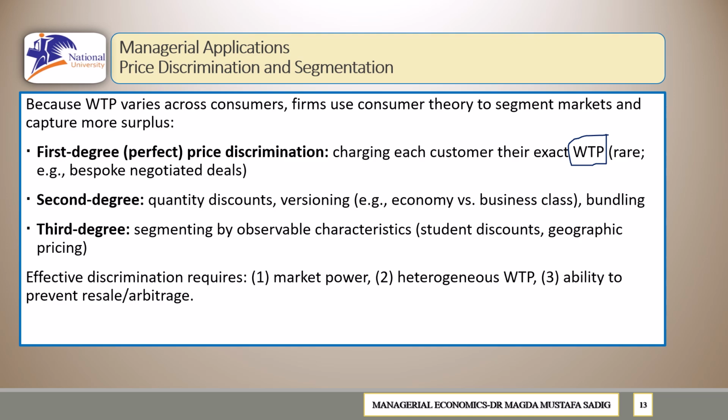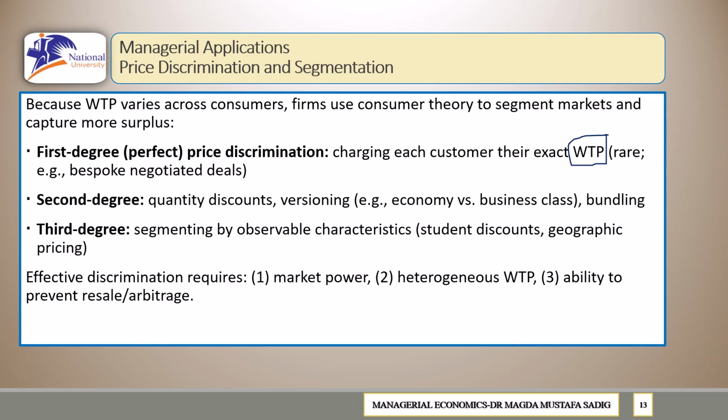We have also third degree, different prices for different groups. For example, in the bus, there are student discounts, there is geographic pricing. Also for electricity, there is subsidized electricity and others. Senior citizen discounts, regional pricing.